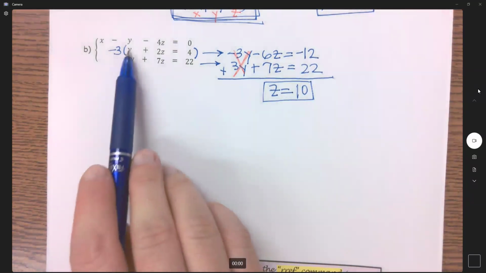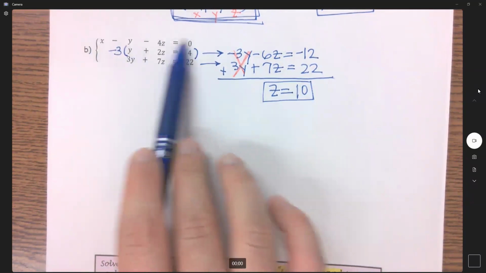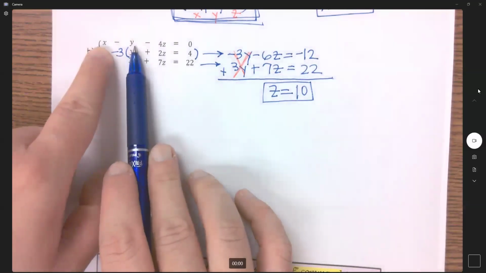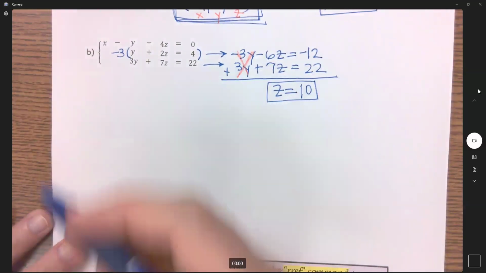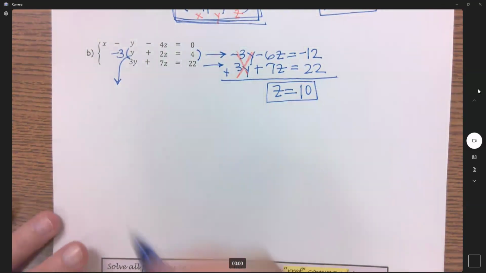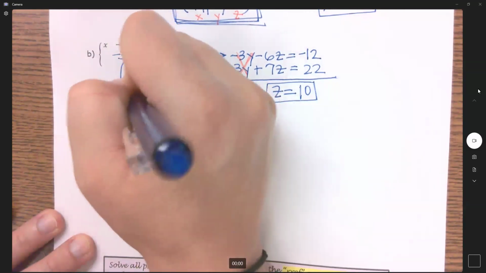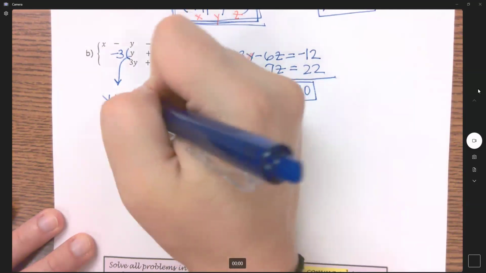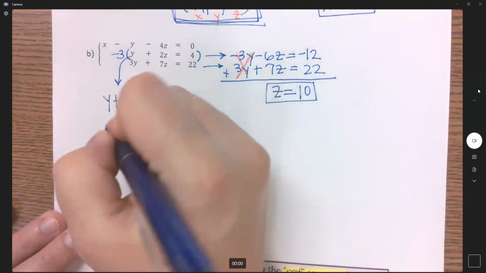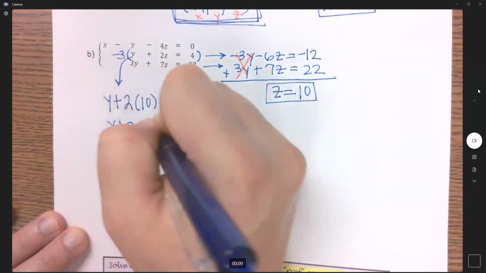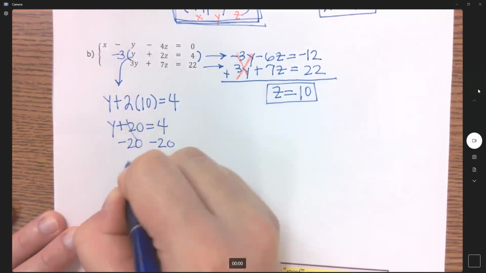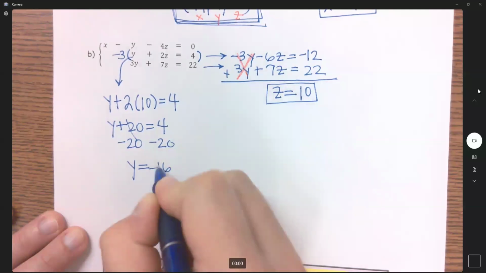So now get your y. You can plug it in to either the middle or the bottom. I can't substitute z into this top one here because then I still have two unknowns. So that doesn't help me. So I'm going to substitute this into this middle one here since it's just a 1y, not a 3y. So I have y plus 2 times z, which is 10, and that equals 4. So we have y plus 20 equals 4. We'll subtract our 20, and we get y equals -16.